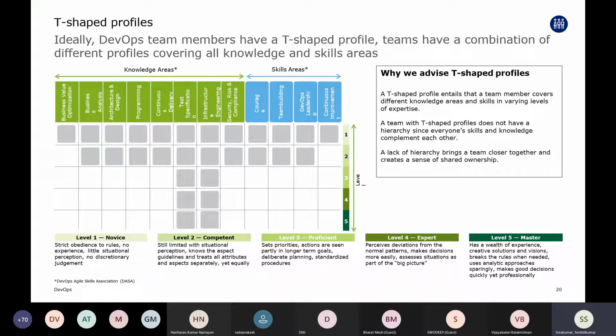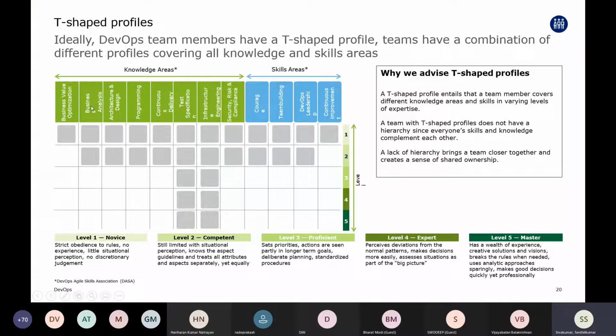So ideally, DevOps team members have a T-shaped profile. The team has a combination of different profiles covering all knowledge and skill areas. So it's very difficult to organize this one. And in that part, I have a demand. I want 5 DevOps engineers. So what level of DevOps engineers do you need? The first one is I need test engineers, automation testers, manual testers. What is the number for them? And what level of expertise is required? So when the plan is executed in a short span of time, the skill set demand is according to the project plan.